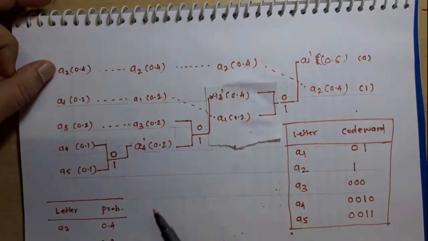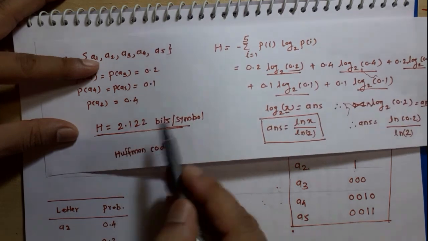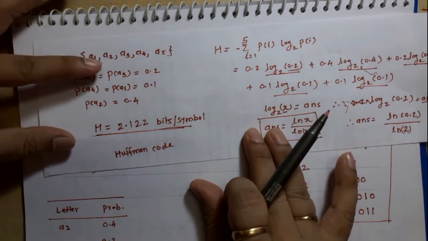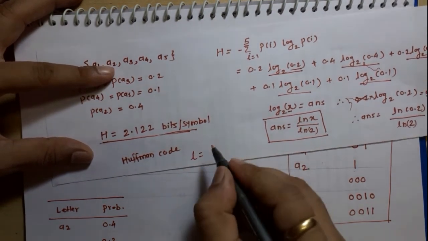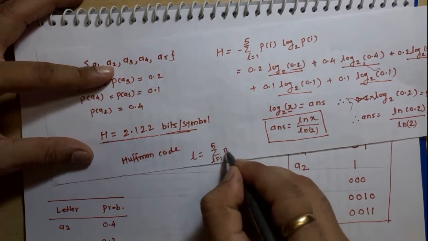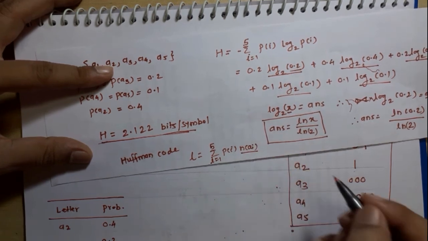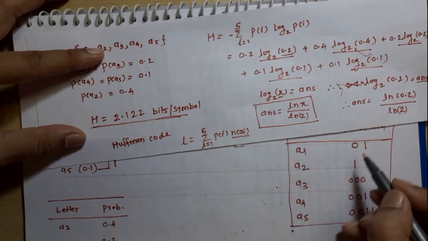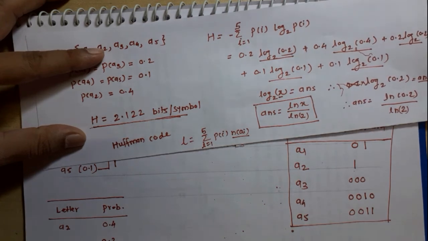Based on this code, we have the entropy. So the entropy is H is equal to 2.12 bits per symbol. Already मेरे पास मिला है. Right? Now we need to find out the length of codes. Length of code is equal to summation of i equal to 1 to 5 probability of i into n of Ai. So n of Ai is nothing but the number of bits in the code. So A1 के लिए n of i रहेगा 2, A2 के लिए 1, A3 के लिए 3, A4 के लिए 4 और A5 के लिए 5.